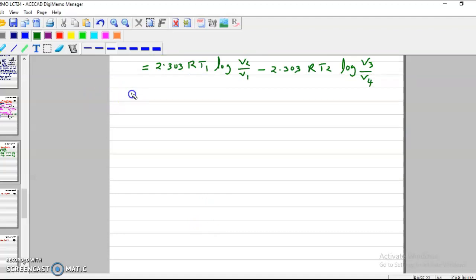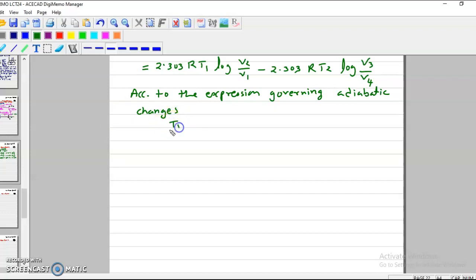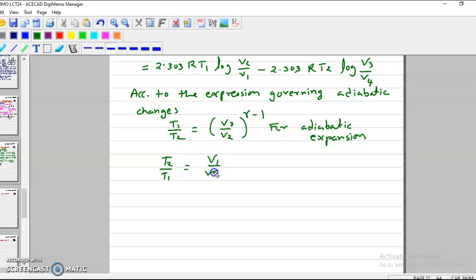So according to the expression governing adiabatic changes, T1 upon T2 is equal to V3 upon V2 raised to gamma minus 1. This is for adiabatic expansion, and T2 upon T1 is equal to V1 upon V4 raised to gamma minus 1 for adiabatic compression.